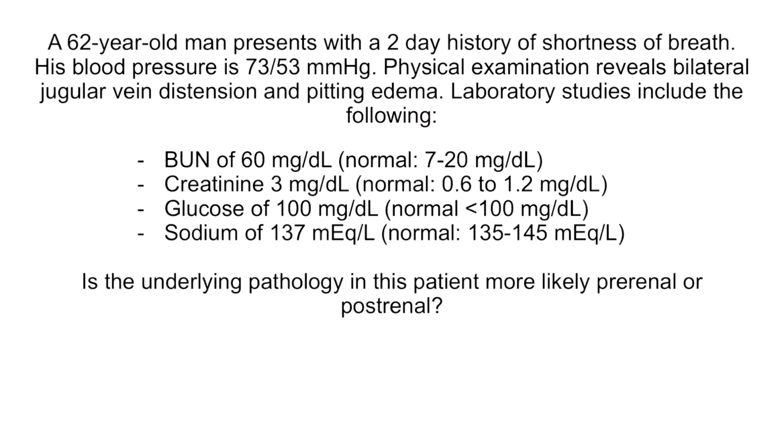Let's try another question. A 62-year-old man presents with a 2-day history of shortness of breath. His blood pressure is 73/53. Physical examination reveals bilateral jugular vein distension and pitting edema. Laboratory studies include the following: a BUN of 60, a creatinine of 3, glucose of 100, and a sodium of 137. Now, is the underlying pathology in this patient more likely prerenal or postrenal?